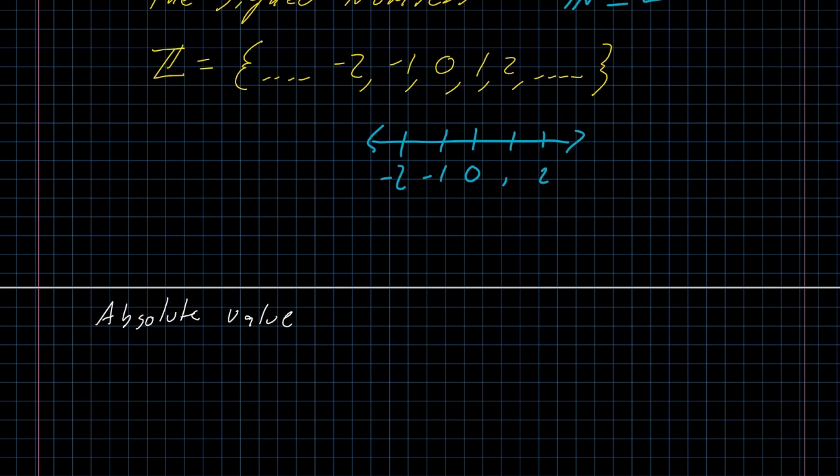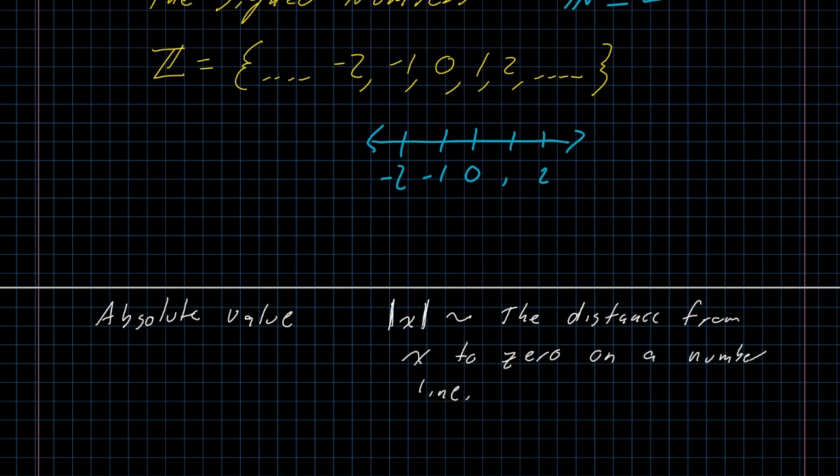The notation of absolute value is vertical bars, and I'll go ahead and call this the absolute value of x. The definition of absolute value is the distance from x to 0 on a number line. The key idea in this definition is that absolute value is a distance. And distances are always positive. You cannot have a negative distance.